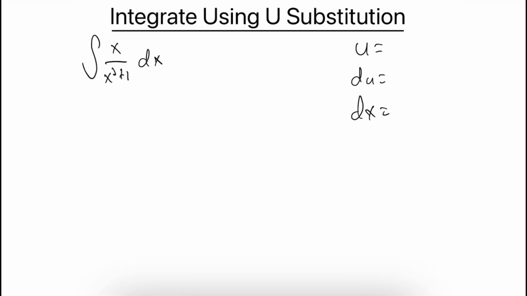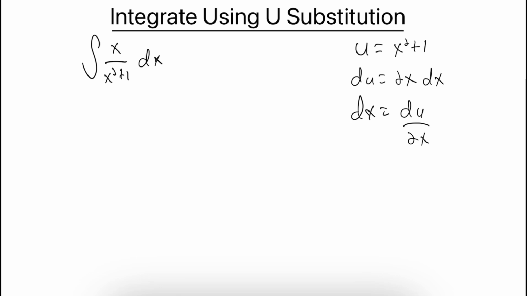Next, we're going to find the integral of x divided by x squared plus 1 dx. So to pick our u, we're going to pick x squared plus 1 because x squared, the derivative of that is 2x. So du equals 2x dx. Now our dx is going to equal du divided by 2x.